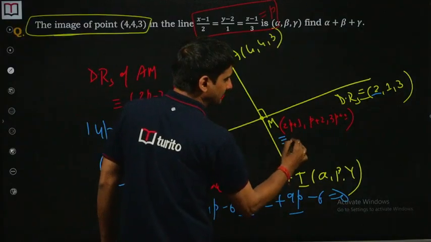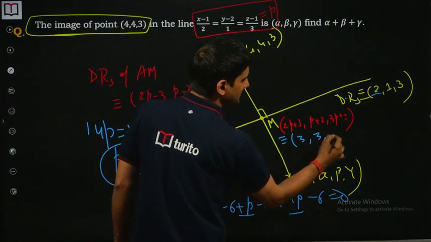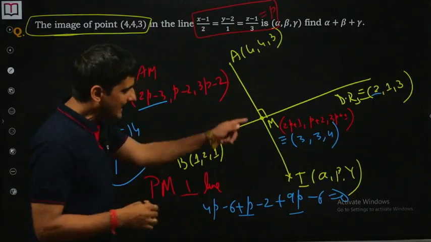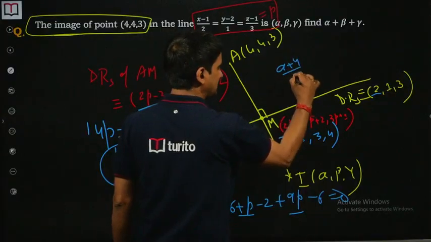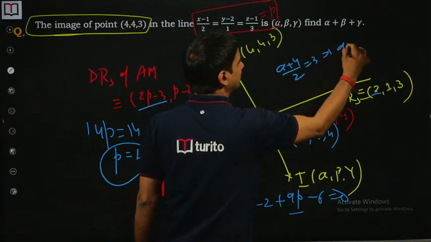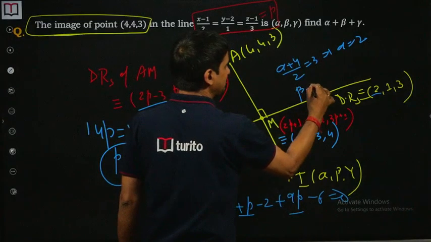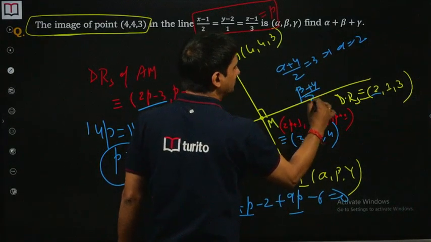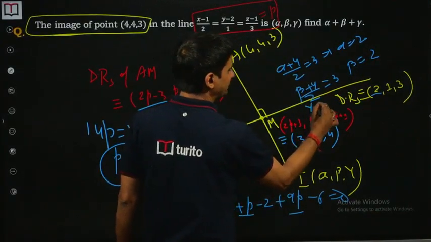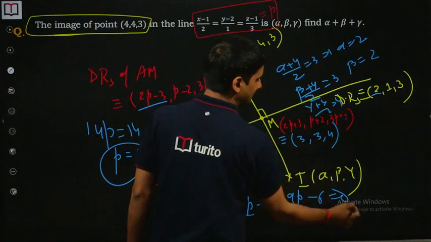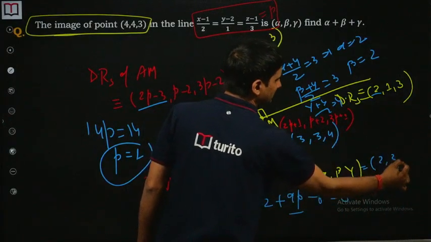So you got m. So how much is it? 3, 3, and 4. So m is the midpoint of a and I. So alpha plus 4 by 2 is 3, so hence alpha is 2. Similarly, beta plus 4 by 2 is equal to 3, so beta is also 2. And gamma plus 4 by 2 is equal to 4, so gamma is 4. So the point is 2, 2, 4.